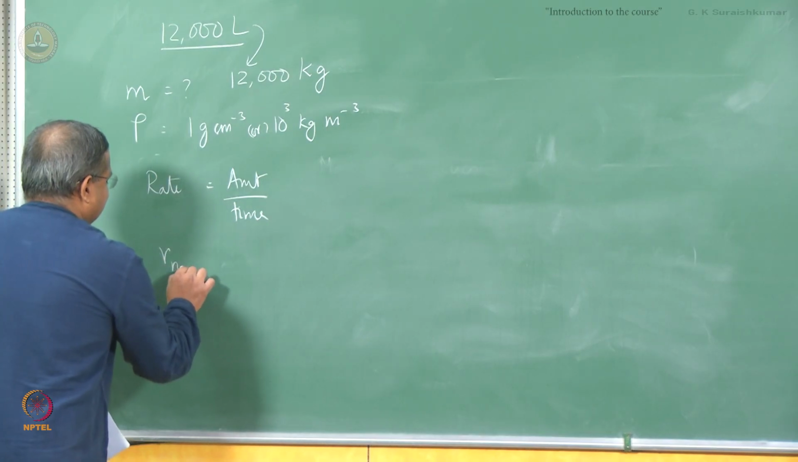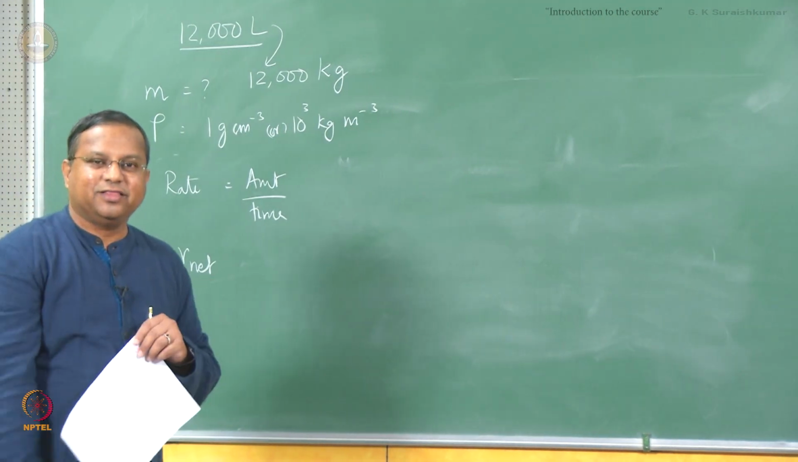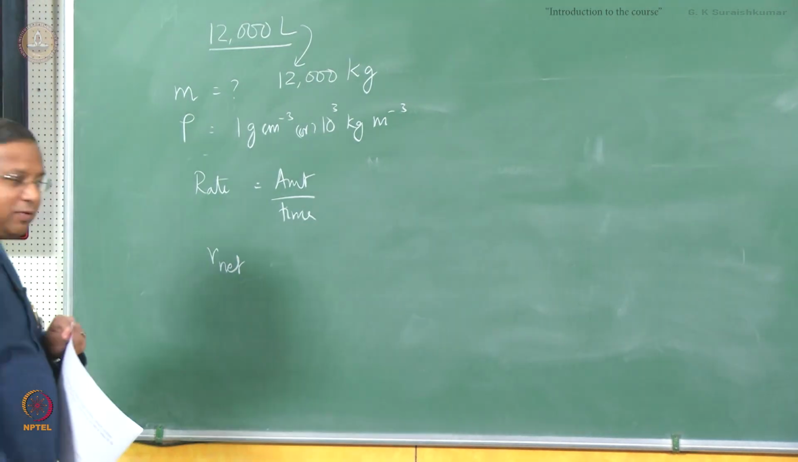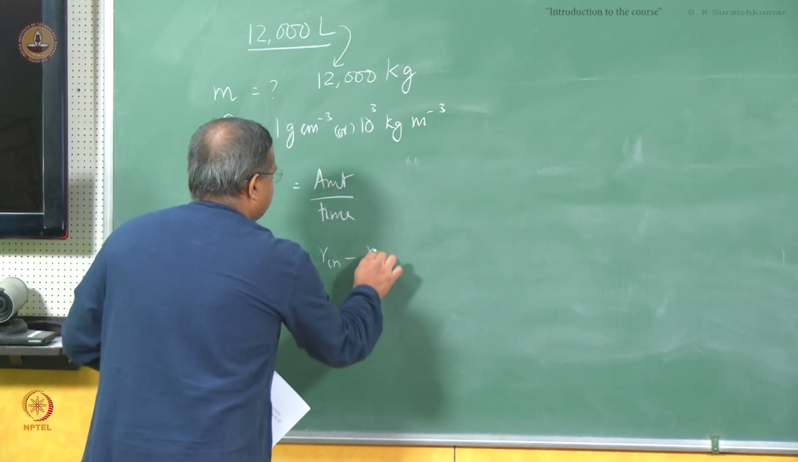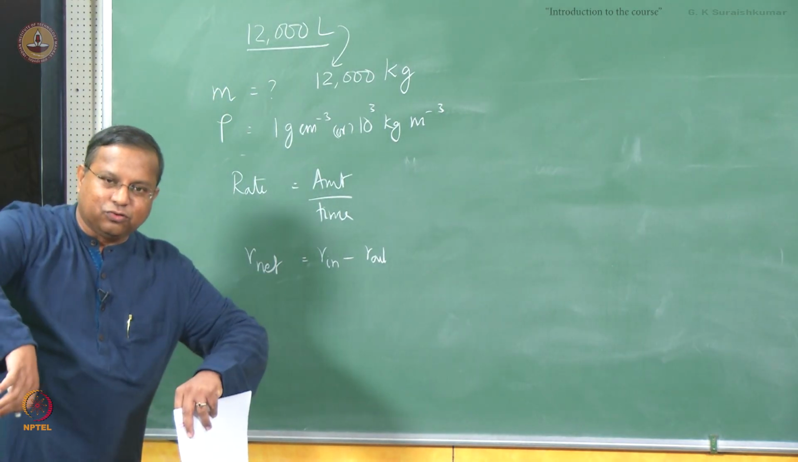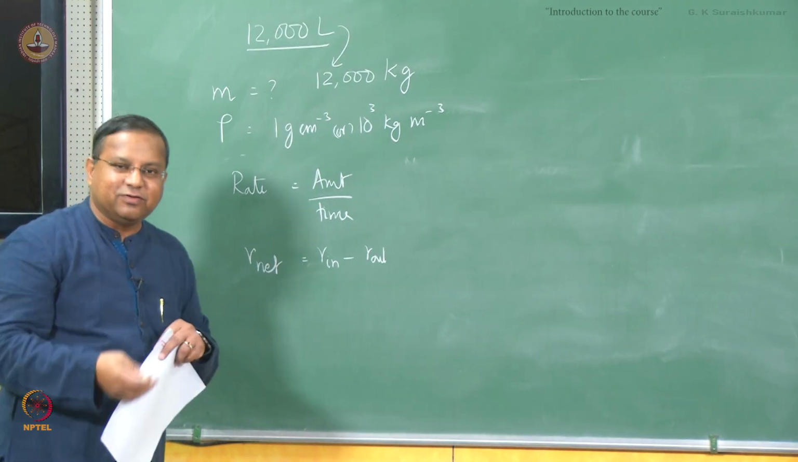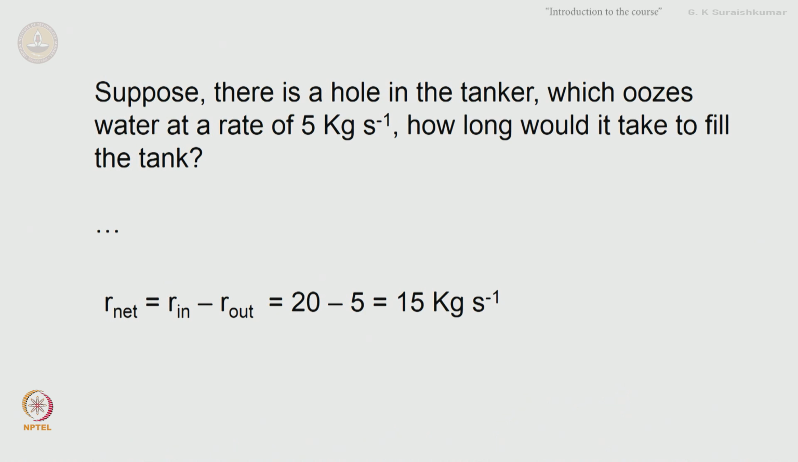you need to look at the net rate. Okay. Once you fix on the net rate, then you will be able to solve this particular question. It is rate of input minus rate of output. Water is getting filled into the tank, water is going out through the hole. Therefore, the net rate is the difference between the two rates: 20 kilogram per second is the rate at which it comes in, 5 kilogram per second is the rate at which it goes out. Therefore, it is 20 minus 5, 15 kilogram per second.